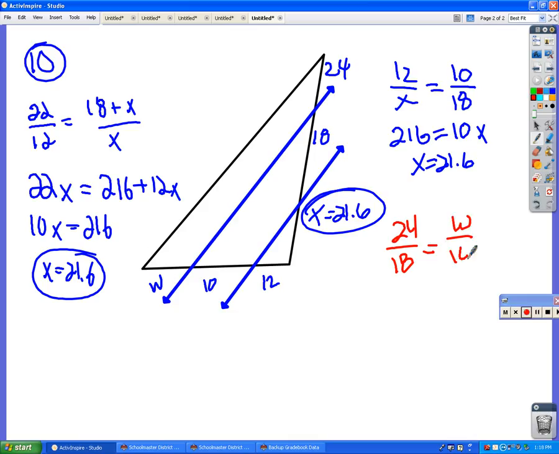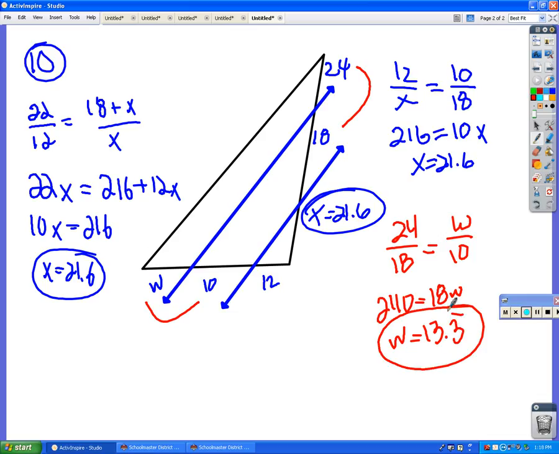Okay, so he went with this side and that piece, and that piece goes with this piece and this piece. So as long as you match up corresponding parts of the triangle, you're going to be okay. If I cross multiply this way, I get 240. If I cross multiply this way, I get 18W. And then if you divide both sides by 18, W equals what? 13.3 repeating. So it turns out the answer is yes, Richard, you can.